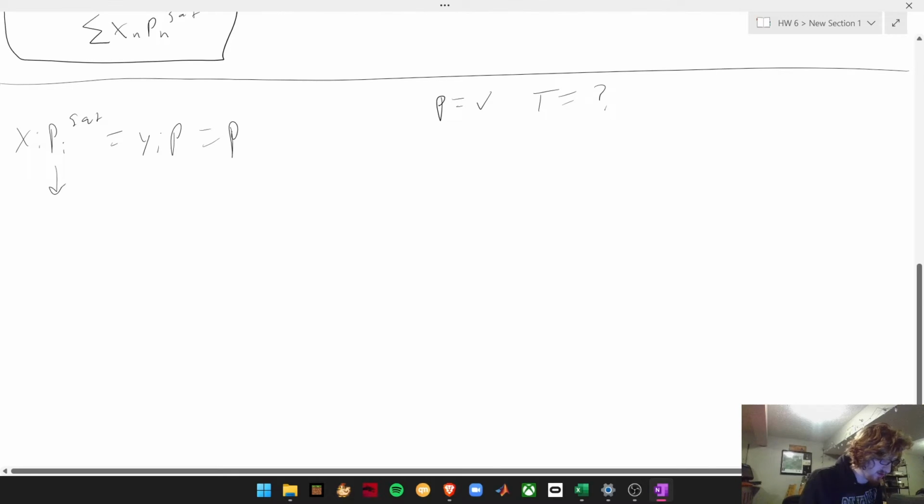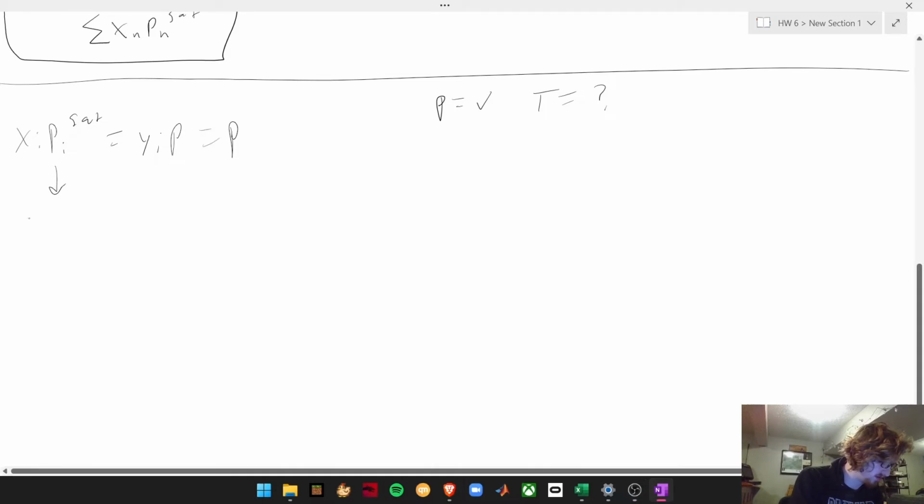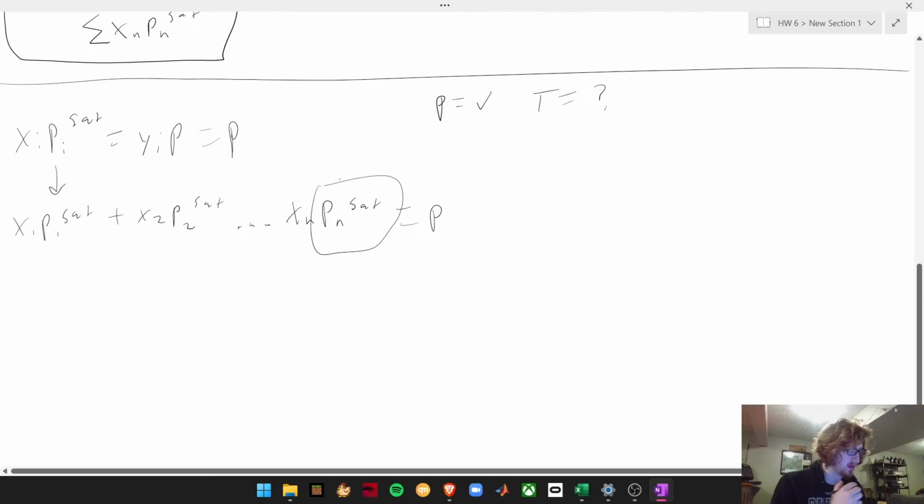And now we need to solve for the saturation vapor pressure. So once again, we can rewrite this as x1 P1 saturation vapor pressure plus x2 P2 saturation and so on, all the way through xn, is going to be equal to the total pressure. And now we know that we don't know our saturation vapor pressures.